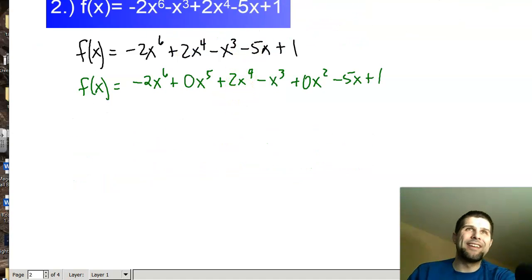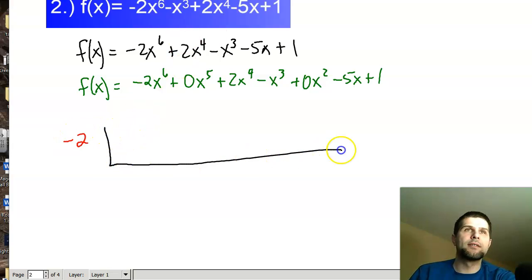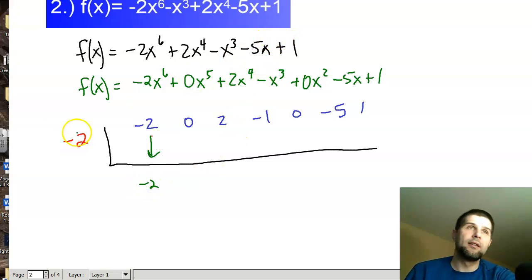Okay, so now we want to evaluate. So we're going to take the same x value, -2, and we're going to draw our box. We're going to put in our coefficients, -2, 0, 2, -1, 0, -5, and 1. And then we're going to start by bringing that down. So we're going to bring down the -2, and then we're going to multiply -2 times -2 to give us 4. And then we're going to keep multiplying and adding. So this would become 4. This becomes -8. This becomes -6. This goes to 12. Goes to 11.